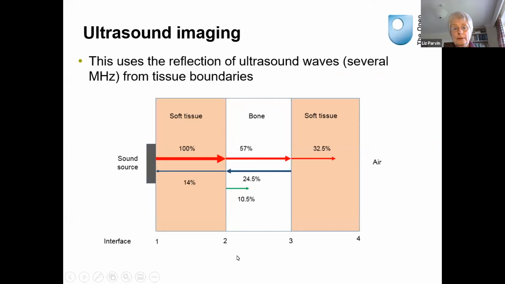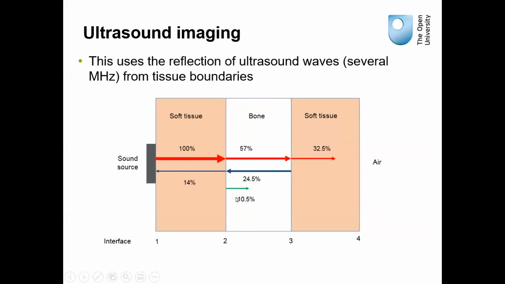Let me go on and talk about ultrasound. Now, X-rays use the attenuation, the reduction in intensity of the X-rays as they pass through the patient. Ultrasound is different. What it does is it looks at reflection of ultrasound, rather like a radar system. It looks at the reflection of ultrasound from different boundaries.